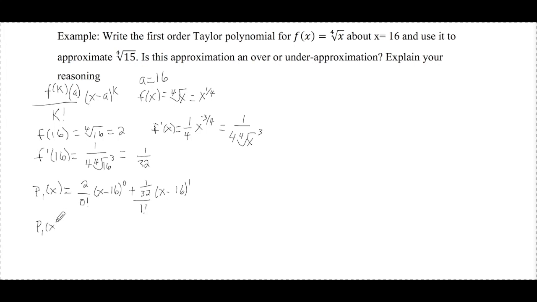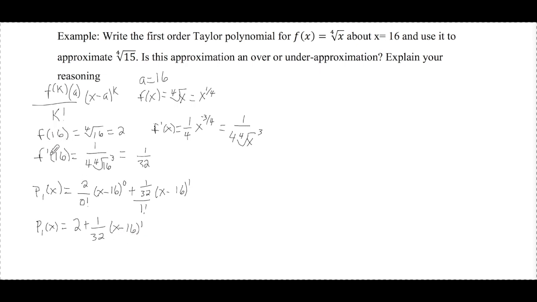of x is going to be equal to, we've got to remember that 0 factorial is 1. So this is really 2 divided by 1 times something to the 0, so that's 1 also. This really gives us 2 plus, 1 factorial is 1, so that's 1/32 times x minus 16 to the first power. All right, there we go. So this is my first order Taylor polynomial.